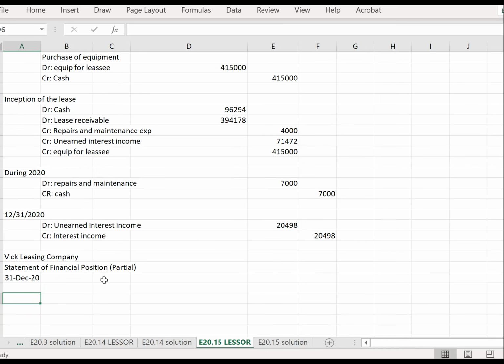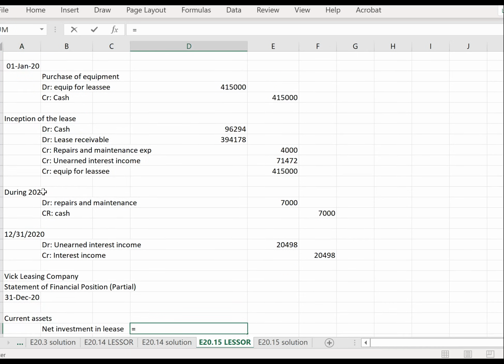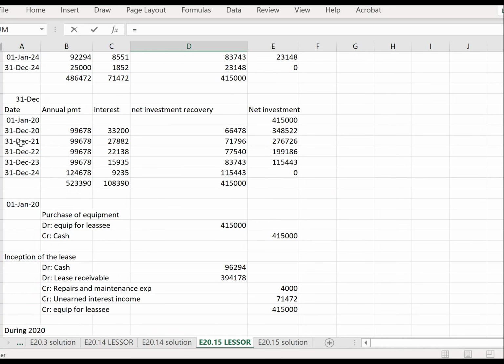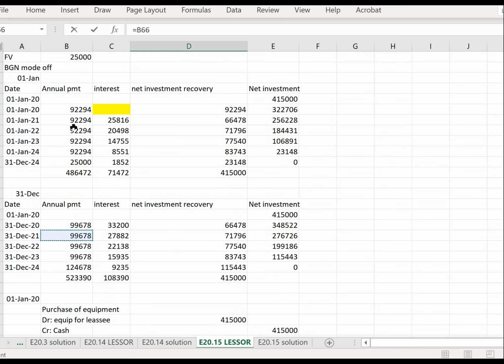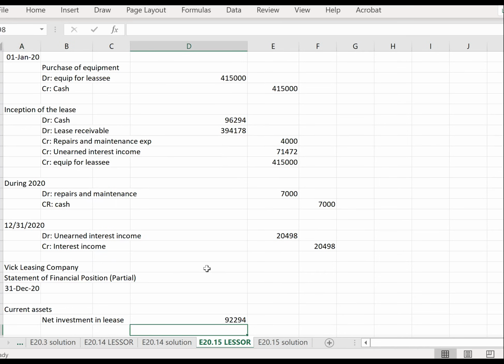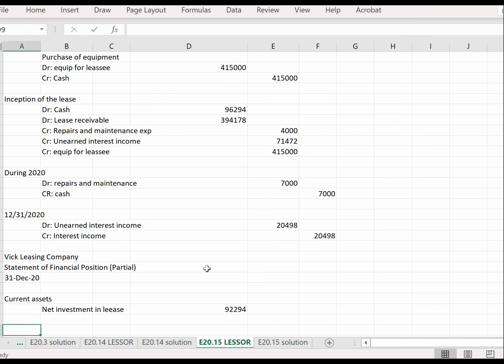And then we're going to have current assets. We're going to have the net investment in leases. And this is going to be the current piece. So what is going to be due in the next year? And this is simply going to be the next lease payment. So we're December 31st, 2020, and we're up here in this schedule. So this is going to be the payment due in the next year. Current, and then we're going to have non-current assets.